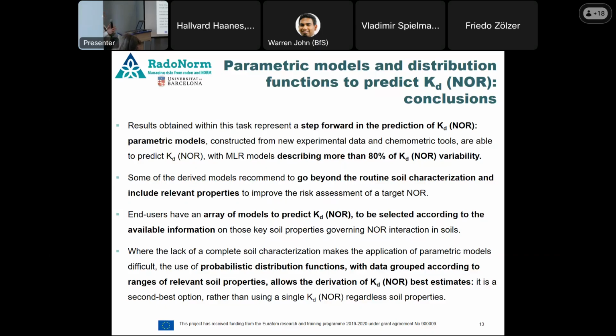And when we don't have so many soil characteristics, there's a second best option, which is based on comparing populations and grouping soils based on relevant properties, maybe not so significant, but relevant enough to be able to derive best estimate KD values, which are more representative than the single overall KD for a target radionuclide.